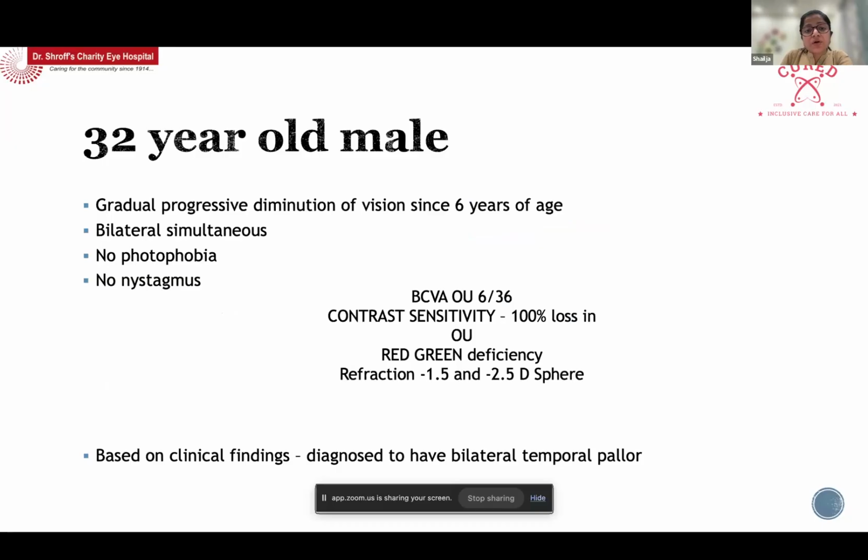Now, this is a 32-year-old male with a gradual progressive diminution of vision since 6 years of age. This was bilateral and simultaneous. There was no photophobia, no nystagmus, no nyctalopia. This is his best corrected vision, which is 6 by 36 in both the eyes. He also had a very significant loss of contrast sensitivity and a color vision deficit. Refraction was not very significant, and based on the examination, he was found to have bilateral temporal pallor.